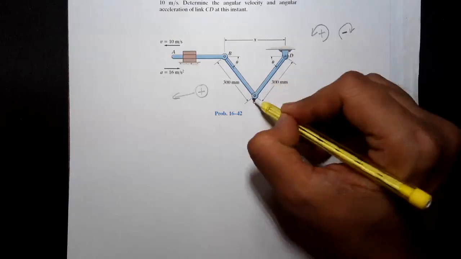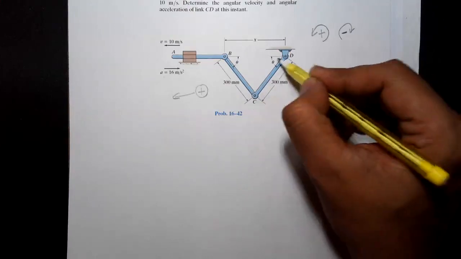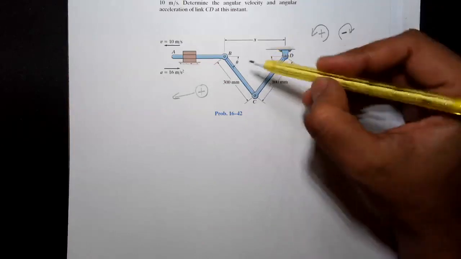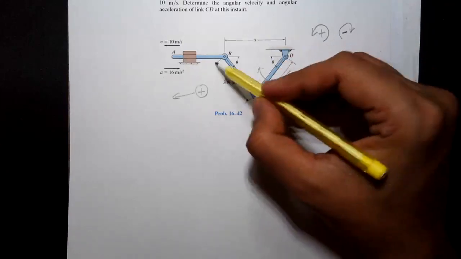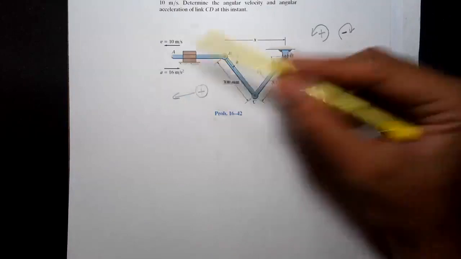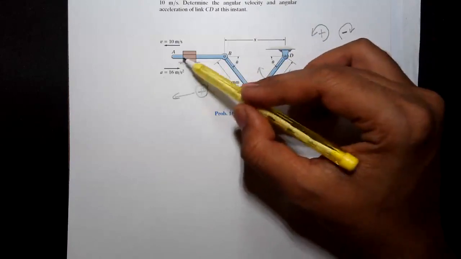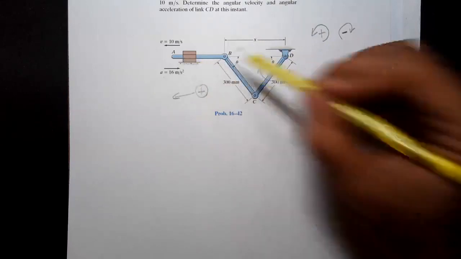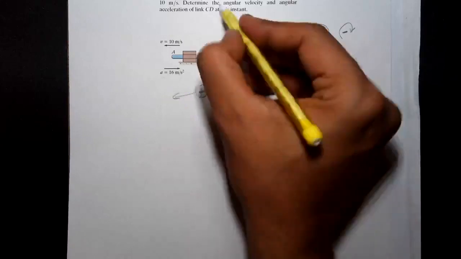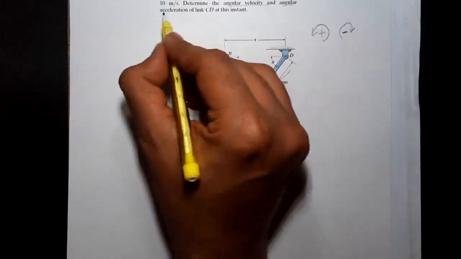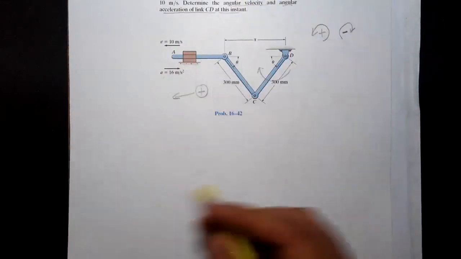Similarly, for the position of link CD, we use variable theta, which defines the angle of link CD with respect to the horizontal line. The way this mechanism works is that when link CD rotates clockwise, link AB slides to the left. And when link CD goes counterclockwise, link AB moves from left to right. We know the velocity and acceleration of link AB. We need to calculate the angular velocity and angular acceleration of link CD at the given instant of theta equal to 60 degrees.